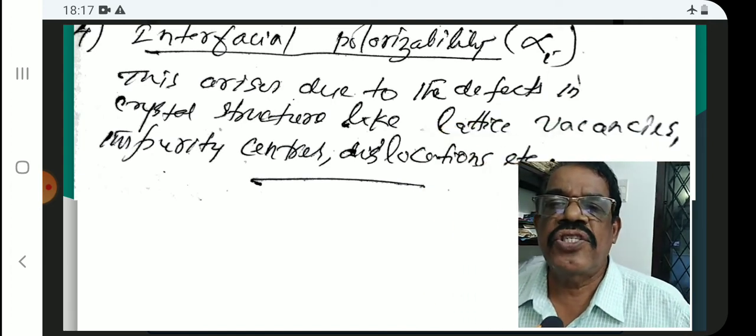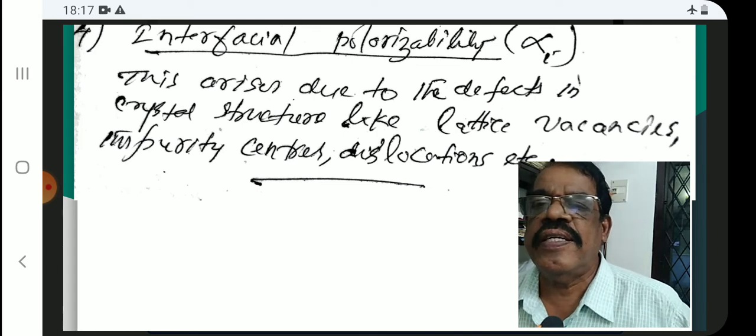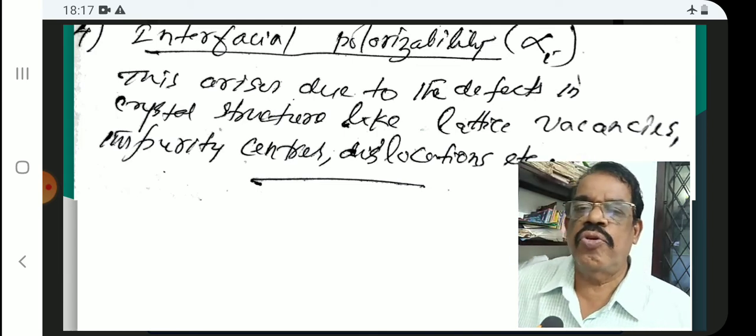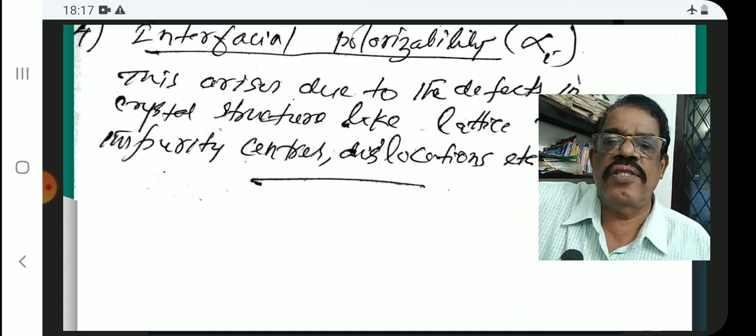This arises due to the defects in crystal structure like lattice vacancies, impurities, fringes, and dislocations, etc.